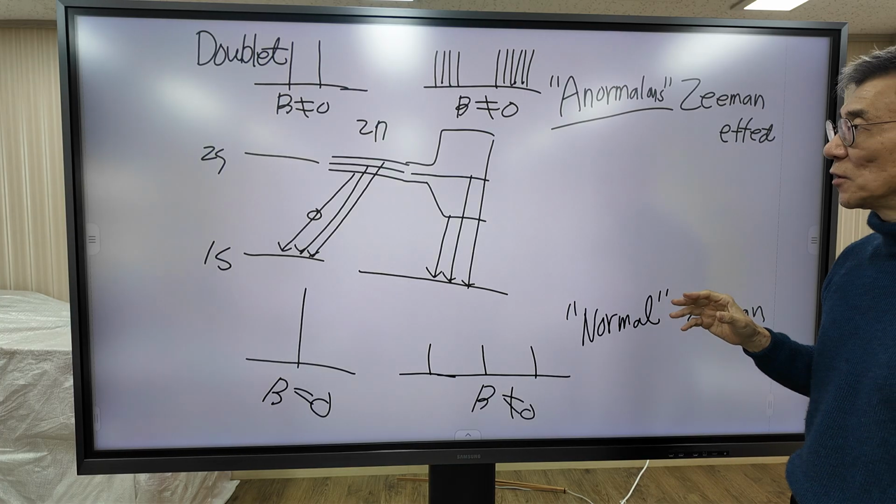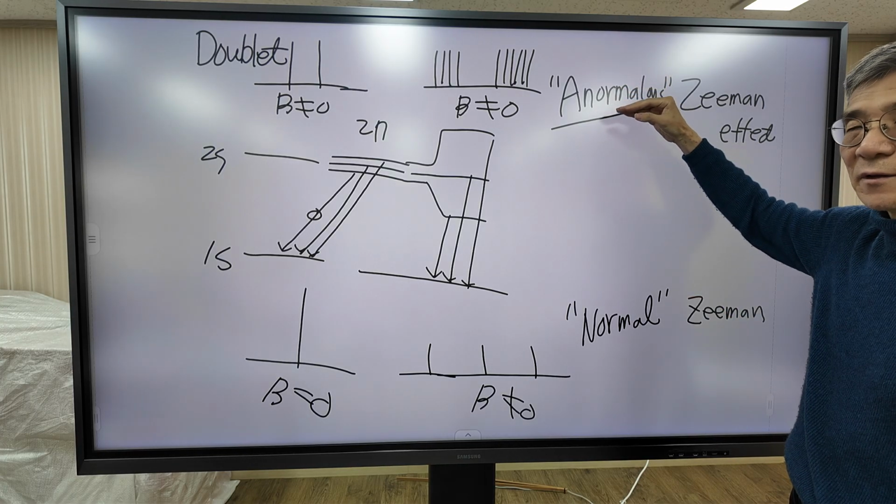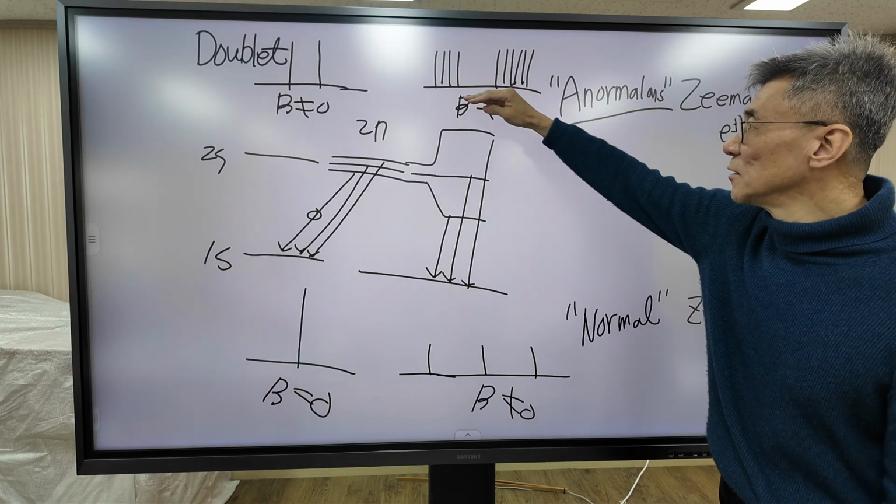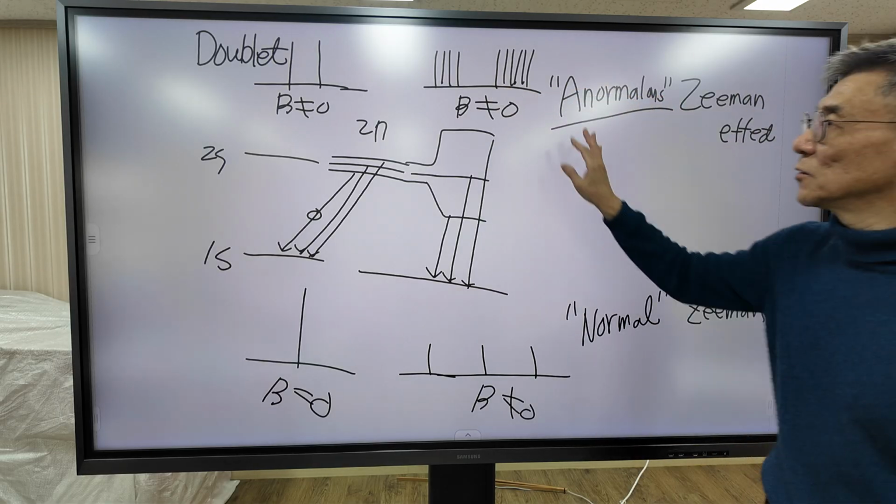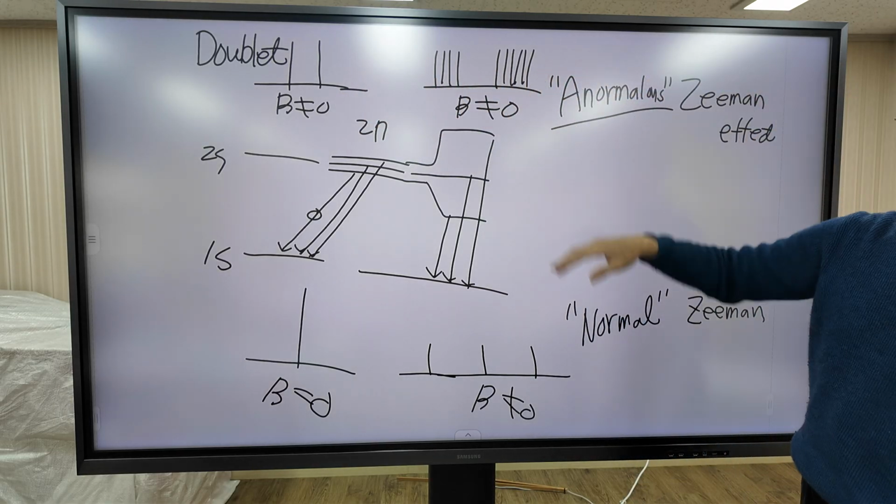But actually what is observed is the anomalous Zeeman effect. In it, a very complicated pattern appears. So these are all related to the spin.